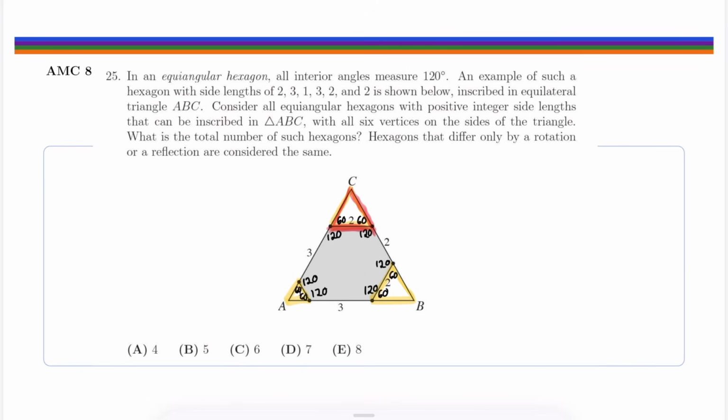So actually doing just that, we know that this side length is 2, which means that these 2 side lengths are also 2. We know that this side length is 1, which means that these 2 side lengths are also 1. Then we can find the length of the side of this big equilateral triangle, which will be 1 plus 3 plus 2, or 6.